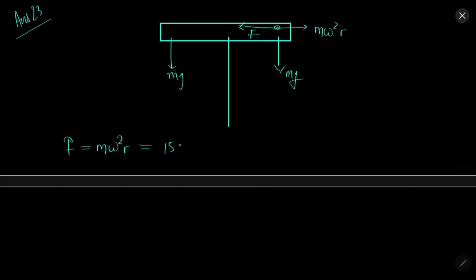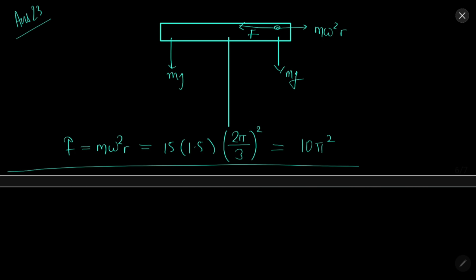So we will have 1.5, and omega square can be 2 pi over r. Okay, so 2 pi over r is this. So from here you will find that it will come out to be 10 pi square. So this will be the frictional force.